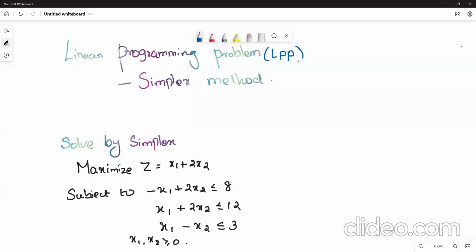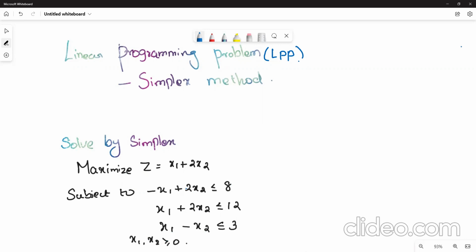Solve by simplex method. The given LPP is maximize Z = x1 + 2x2 subject to the constraints -x1 + 2x2 ≤ 8, x1 + 2x2 ≤ 12, x1 - x2 ≤ 3, where x1, x2 ≥ 0. x1, x2 are called decision variables. They should be positive for any given LPP to proceed with. Now this form of LPP, we call it the general form.